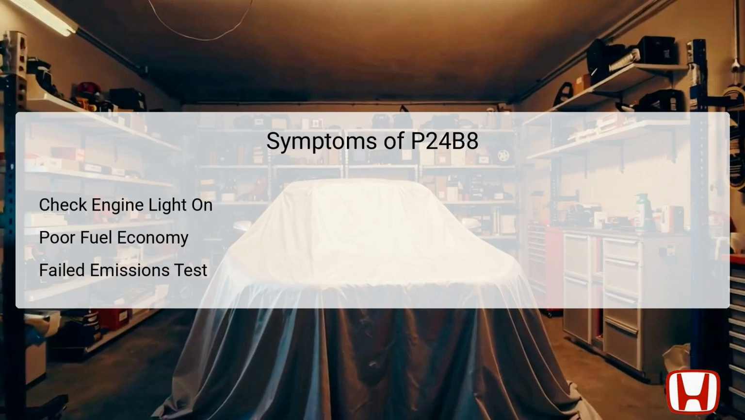The symptoms associated with the P24B8 code typically include the illumination of the check engine light, CEL, which serves as the vehicle's alert system for various issues. Owners may notice a decline in fuel economy, as a malfunctioning EVAP system can disrupt the engine's overall efficiency. Additionally, a vehicle diagnosed with this trouble code may fail emissions testing, as a properly functioning EVAP system is crucial for reducing harmful emissions. Drivers should be vigilant for any unusual performance changes or warning lights on the dashboard, as these early indicators could signal the underlying problem associated with this diagnostic trouble code.